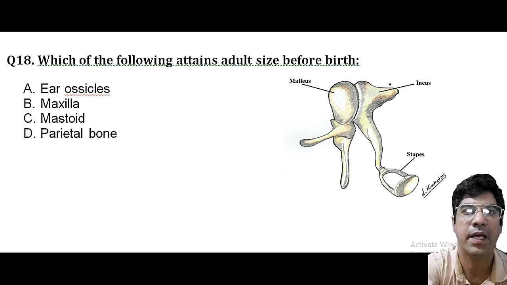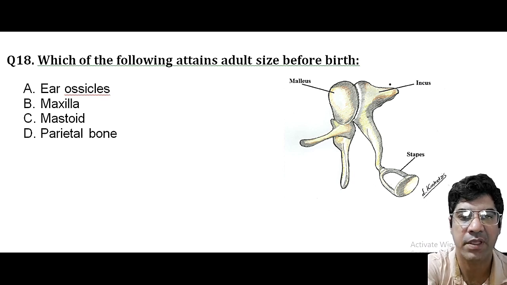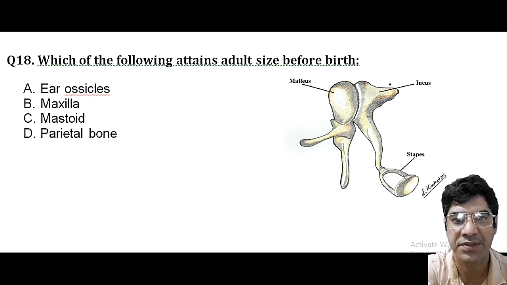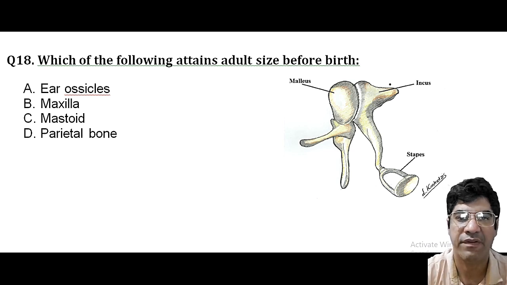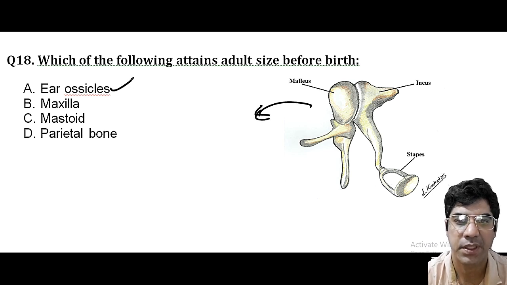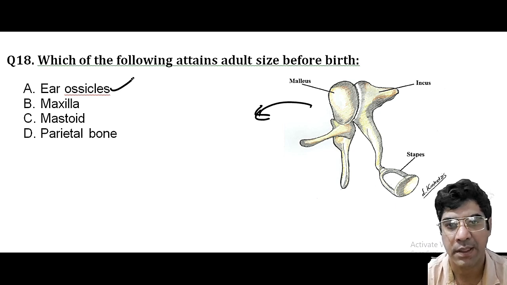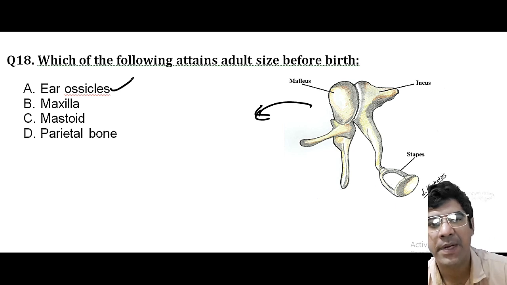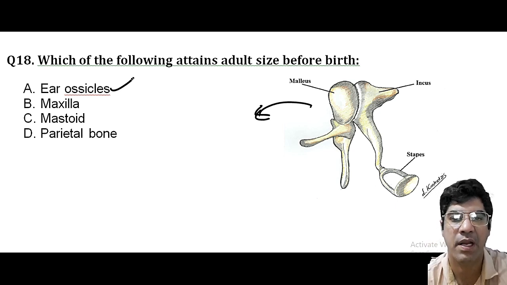Which of the following attains adult size before birth? The answer is ear ossicles. The ear ossicles, consisting of malleus, incus, stapes, are almost of adult size at birth. So remember that. These bones play a role in the transmission of sound vibration to the inner ear. So these are well developed and functional shortly after birth.